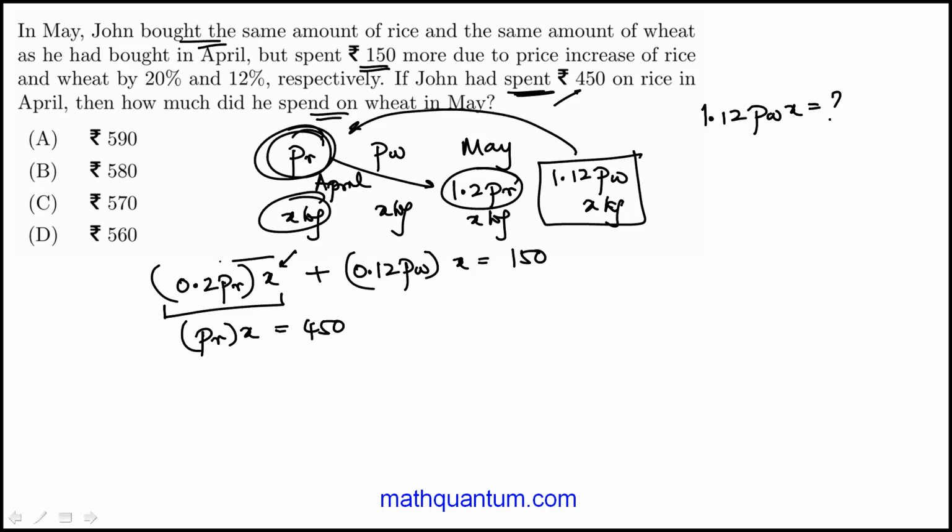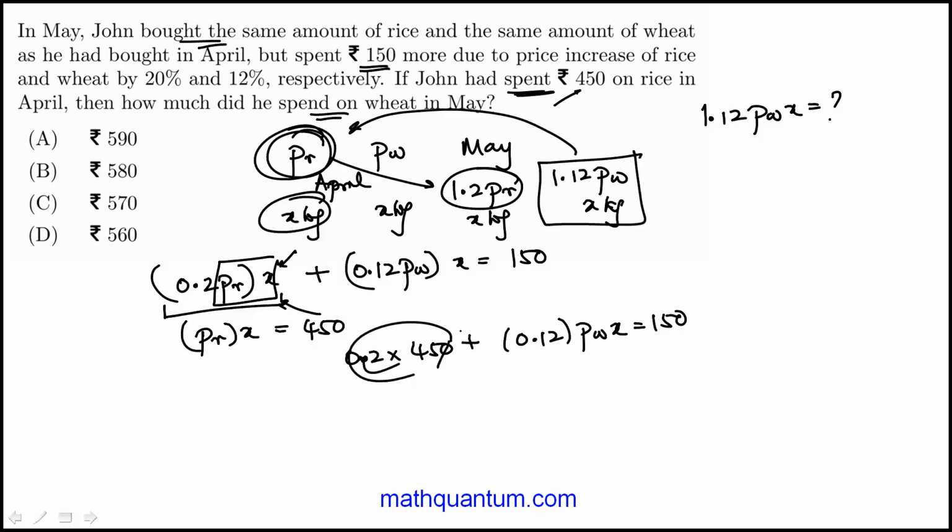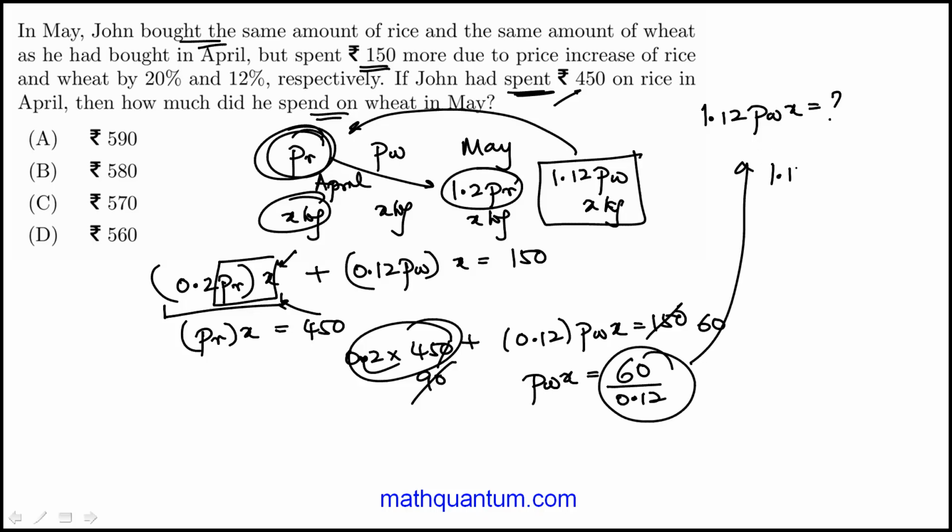And now I can see that that part is 450, so I can plug that in. 0.2 times 450. So at this point, it's really just algebra. But setting it up is the hard part. So that decimal goes away. That becomes 90. I'll subtract 60. PWX, which is price of wheat times the amount, is 60 over 0.12. I will simplify it always at the very end.